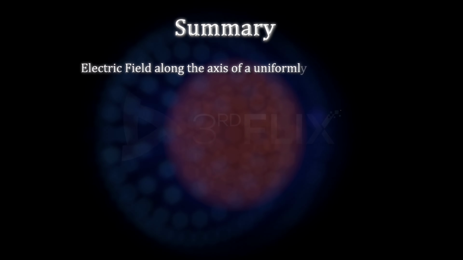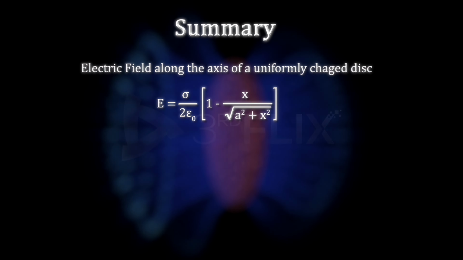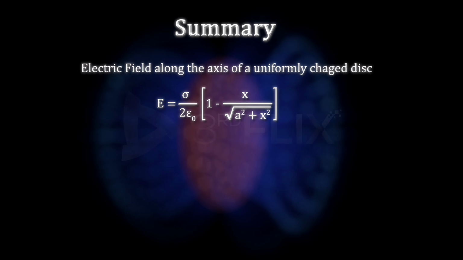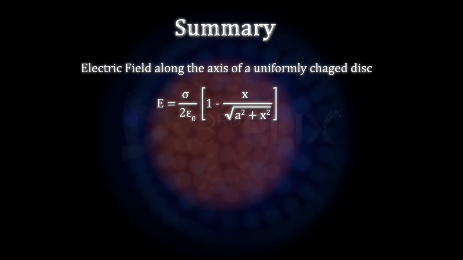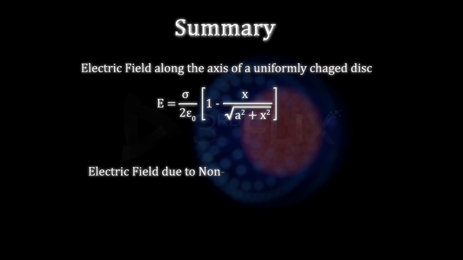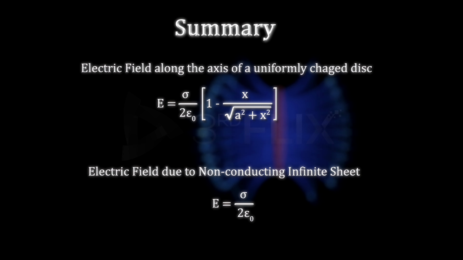Summary: the electric field due to a uniformly charged disk at a distance x from the center along its axis is sigma by 2 epsilon naught, 1 minus x by square root a square plus x square, and it is directed away from the center. Electric field near a non-conducting infinite sheet of uniform charge distribution is sigma by 2 epsilon naught.